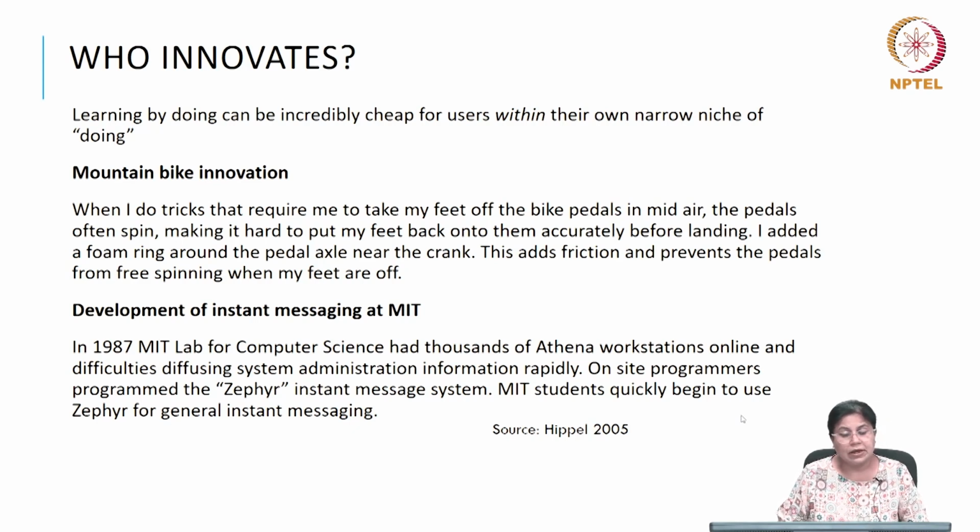Another example which comes from his book is about the development of instant messaging at MIT. He has pointed out that in 1987, the MIT Lab for Computer Science had thousands of Athena workstations online, and they had difficulties diffusing system administrator information rapidly. On-site programmers programmed Zephyr, which is an instant messaging system. Very quickly, it was being used by the students for instant messaging as well.